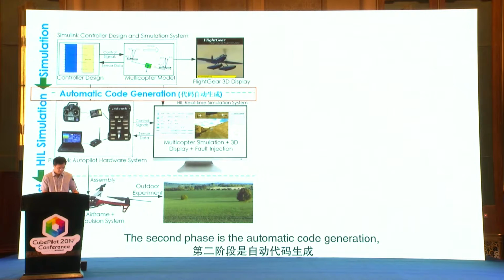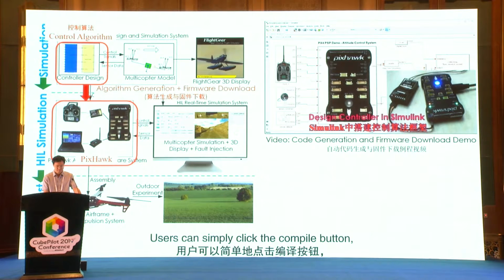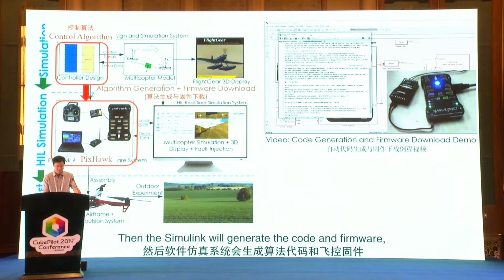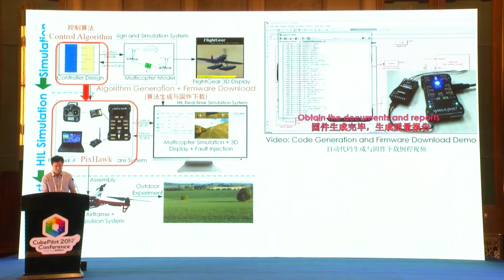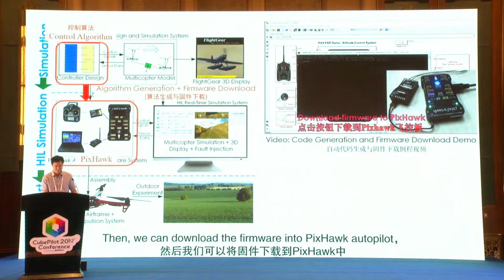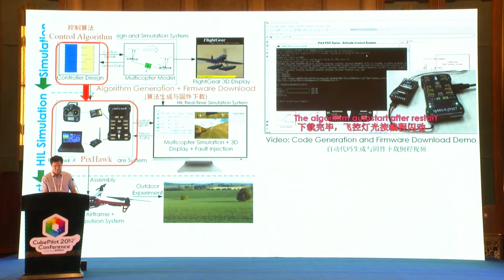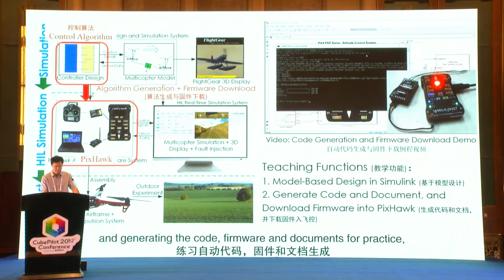The second phase is automatic code generation. After designing and verifying the control algorithm in Simulink, users can simply click the compile button. Then, Simulink will generate the code and firmware, along with the related documents and reports. Then we can download the firmware into the PyXHawk Autopilot, and the Autopilot will run the designed algorithm after restart. The teaching functions include learning the model-based design method and generating the code, firmware, and documents for practice.